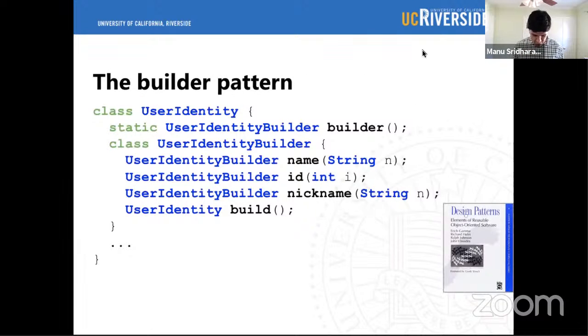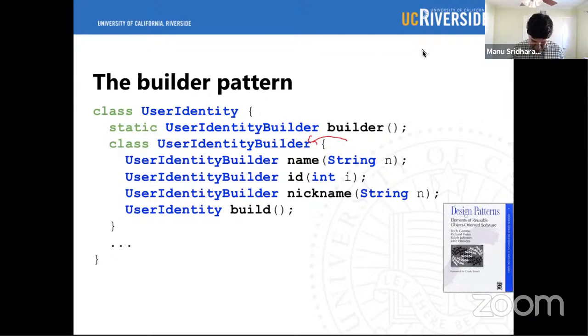And there's a well-known design pattern that helps you build more readable code in these scenarios. It's called the builder pattern. So here's our same user identity class written with a builder. So now we have an inner class, user identity builder, and we have different routines to gradually build up the state of our user identity. So we have a method to set the name, a method to set the ID, a method to set the nickname, and when you're all done, you can call this build routine, and that will return your final user identity object.